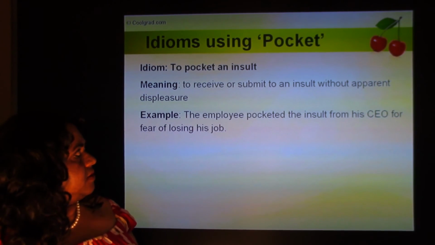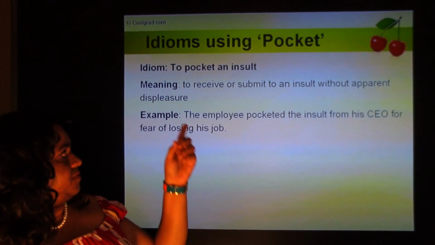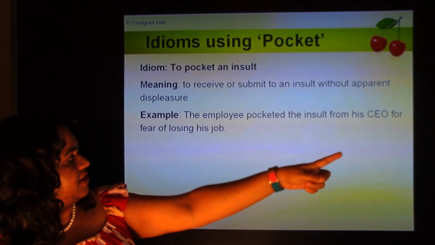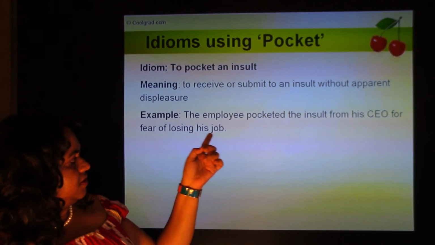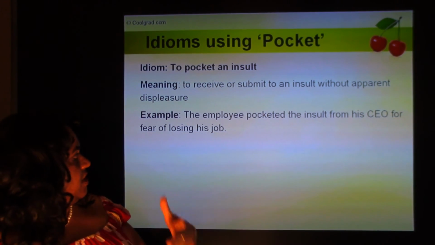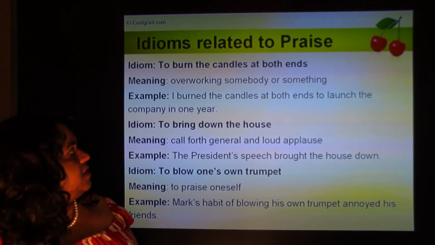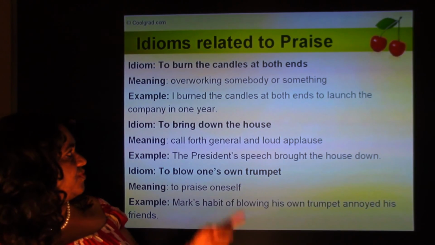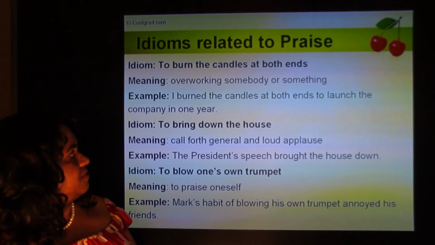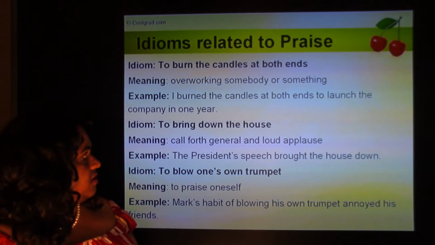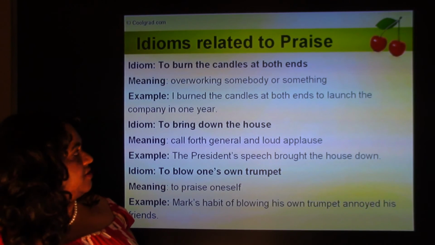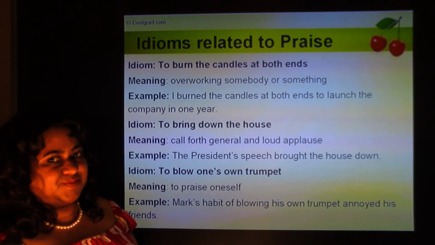Idioms using pocket. To pocket an insult, to receive or submit to an insult without apparent displeasure. The employee pocketed the insult from the CEO for fear of losing his job. Idioms related to praise. To burn the candle at both ends means overworking somebody or something. I burned the candle at both ends to launch the company in one year.